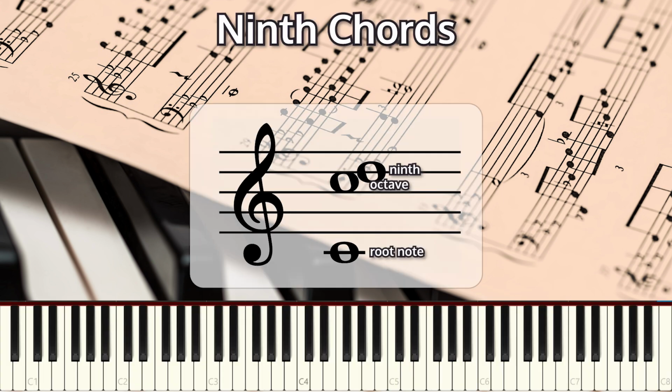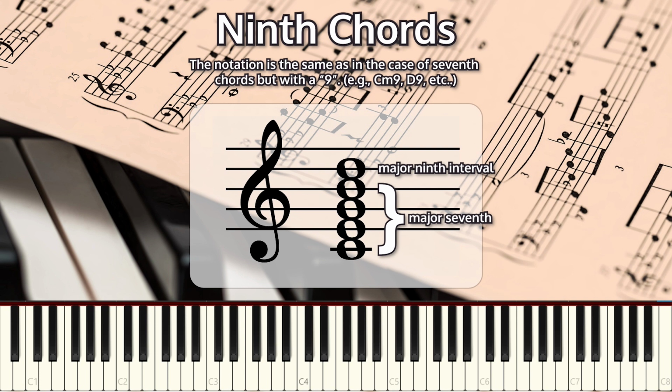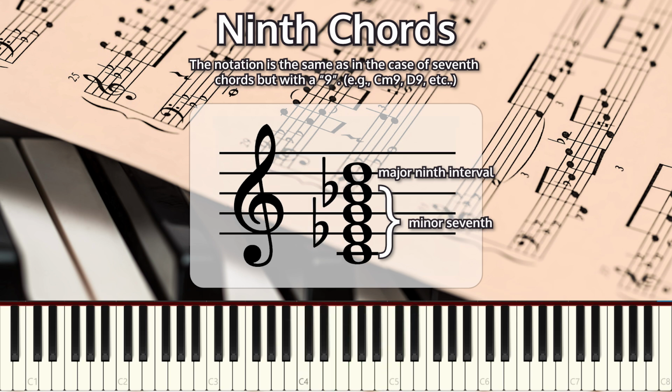A ninth chord is created by adding a ninth interval to a seventh chord. This interval consists of an octave plus a second. A major ninth chord is simply a major seventh chord with an added major ninth interval above the root, while a minor ninth chord follows the same logic but with a minor seventh as its foundation.